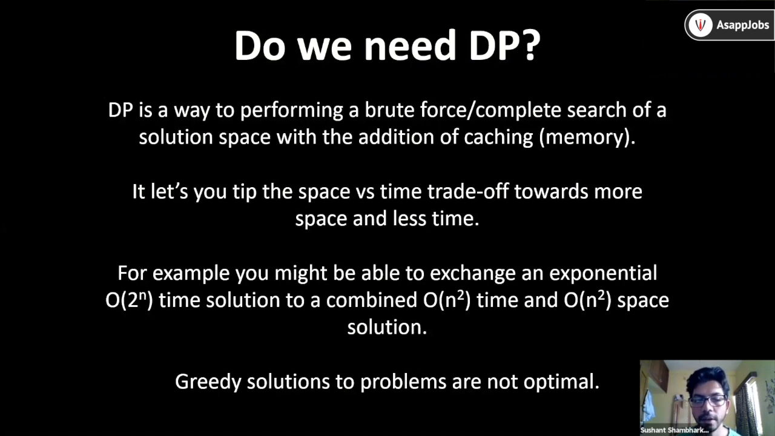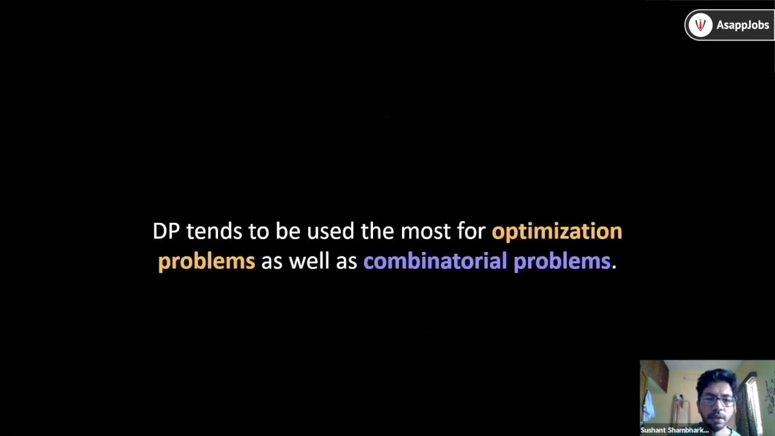But after reading the problem, if you think that you have to search through the whole solution space, that you have to look at each and every solution, then it might be a DP problem. DP tends to be used for most of the optimization problems as well as combinatorial problems. So DP gets used a lot in the mathematics domain where there is permutation and combination.